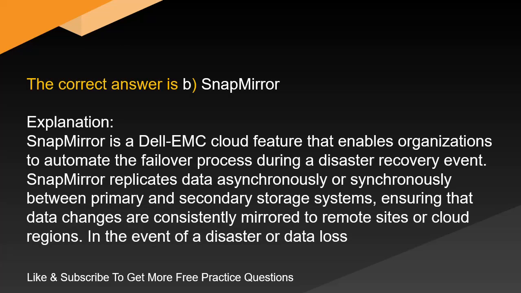The correct answer is B. Snap mirror. Explanation. Snap Mirror is a Dell EMC cloud feature that enables organizations to automate the failover process during a disaster recovery event. Snap Mirror replicates data asynchronously or synchronously between primary and secondary storage systems, ensuring that data changes are consistently mirrored to remote sites or cloud regions. In the event of a disaster or data loss.